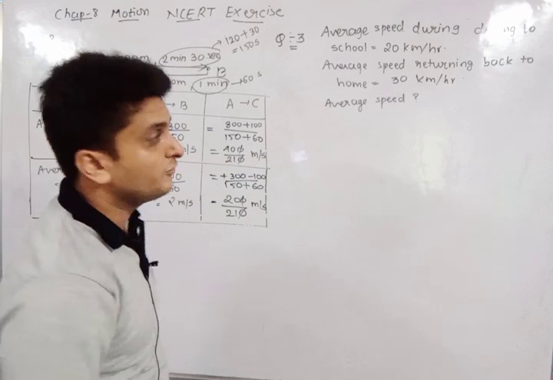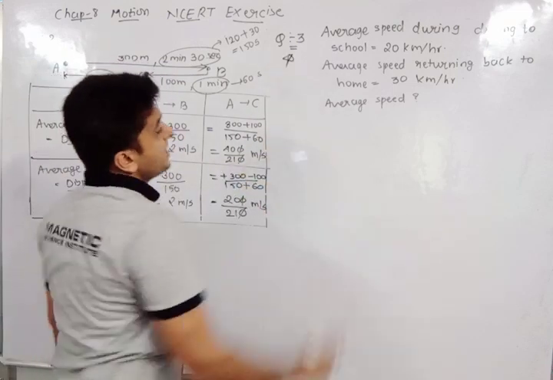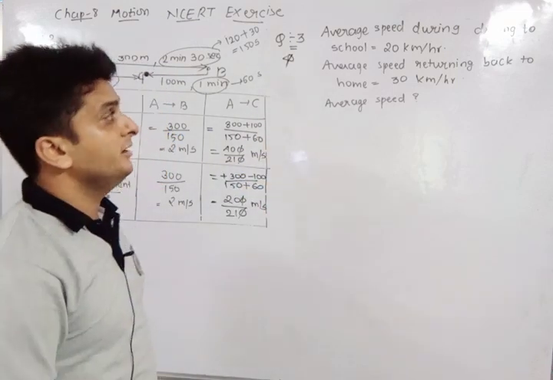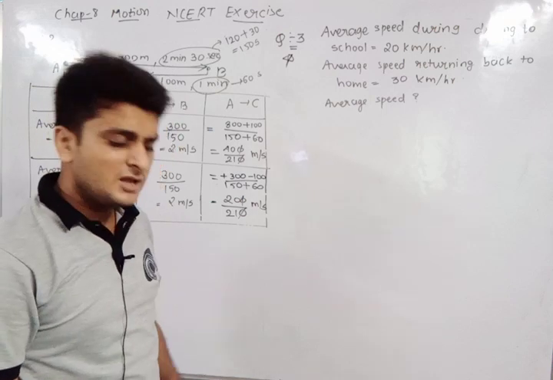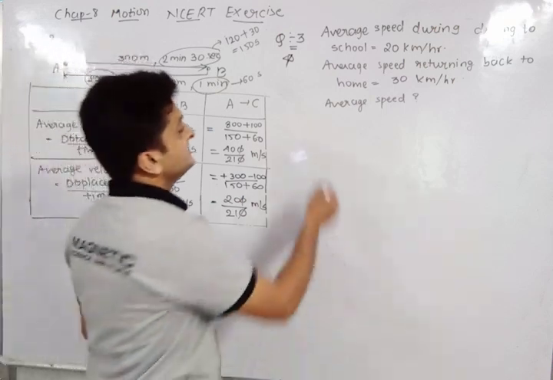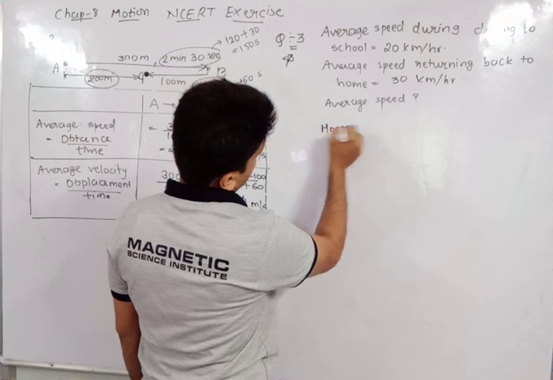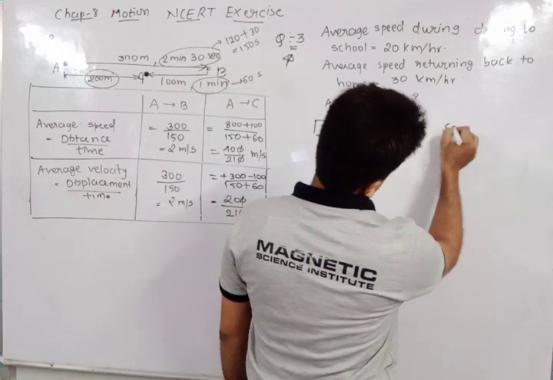Very important question from the exam point of view. Average speed during driving to school is 20 km/h. Let us consider this is home and this is school.